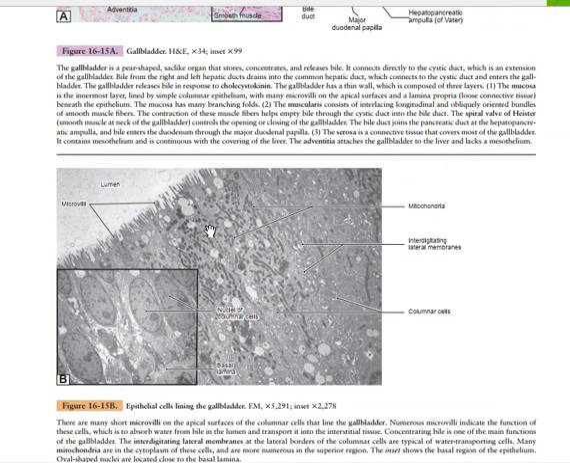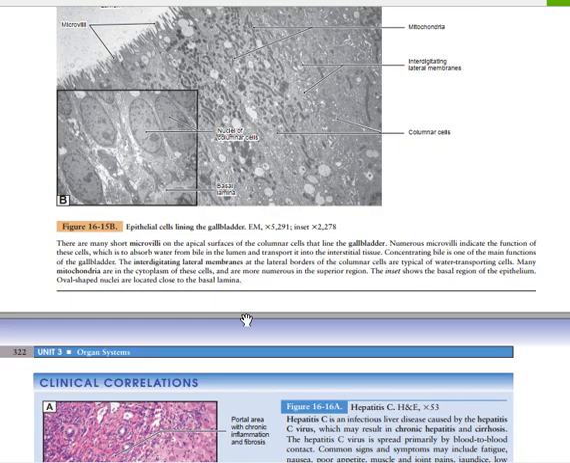Now, on the electron microscopic view of the gallbladder, you see this is the mucosa layer. It is made up of cells that have microvilli, and then this is the lumen here. These are the interdigitating lateral membranes. There are lateral membranes within them. So these are the columnar cells inside it. Now you need to know that there are many short microvilli on the apical surface of the columnar cells that line the gallbladder. These numerous microvilli indicate the function of these cells, which is to absorb water in bile.